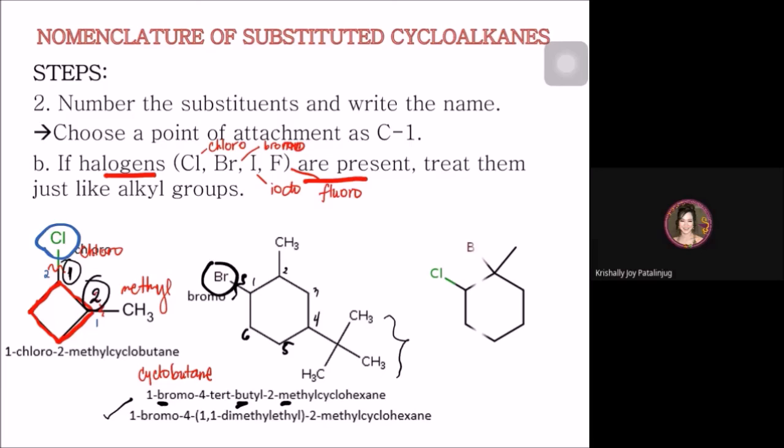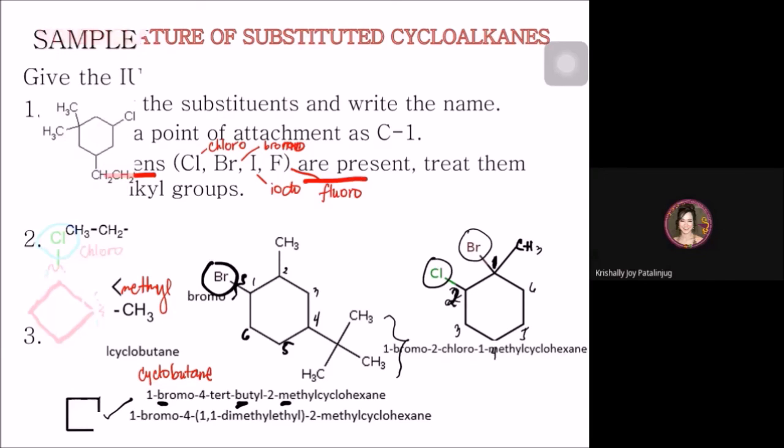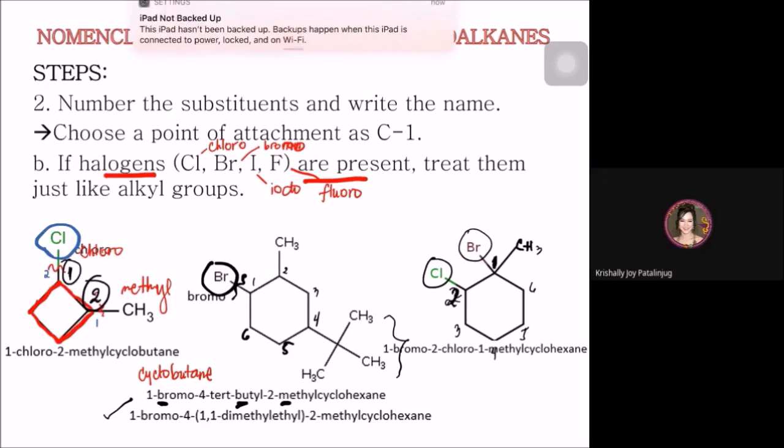And lastly, in this case it's obvious that bromo comes before chloro. So this would be carbon 1 and carbon 2, and then continue around, 5, 6, 7, 8. So you have 1-bromo-2-chloro-1-methyl. Don't forget, this is methyl, CH3. Then cyclohexane. So, 1-bromo-2-chloro-1-methylcyclohexane.